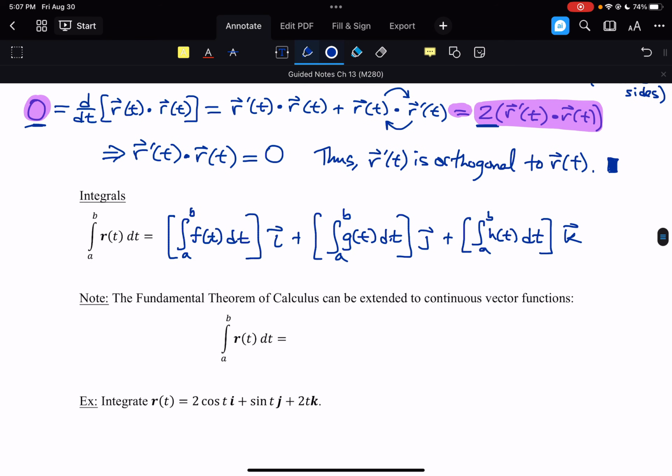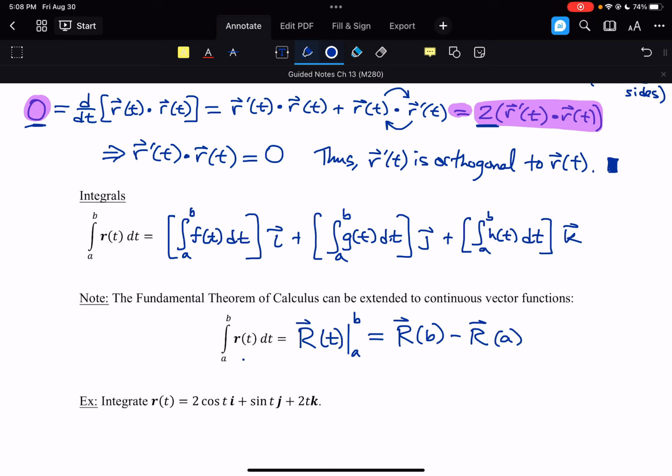And the note right below this: the fundamental theorem of calculus can also be extended to continuous vector functions. So if we take that integral, this is going to be equal to big R of t evaluated from a to b, where big R represents the antiderivative of little r. So it's a vector function whose integrals have already been taken. And then to evaluate that antiderivative, we take big R of b minus big R of a.